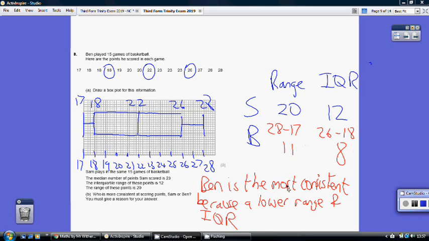So Ben is the most consistent because, and you can either have said because his range is smaller, or you could have said because his interquartile range is smaller. You didn't have to mention both, but you must make it clear that you've worked out the values. So if you've done the range, you must make it clear that Sam's range was 20 and Ben's was 11, or if you've done the interquartile range, you've got to make it clear in your answer that Sam's was 12 and Ben's was 8.